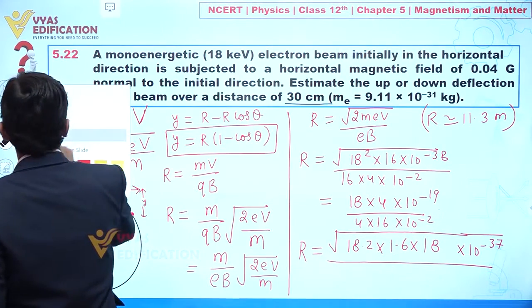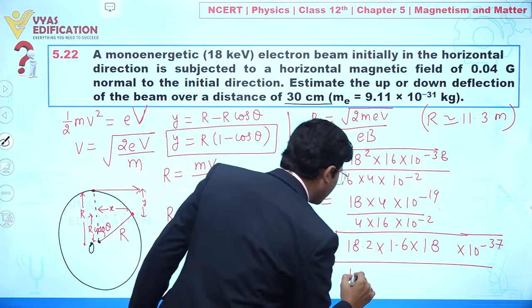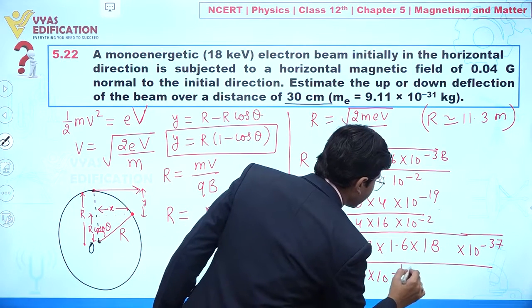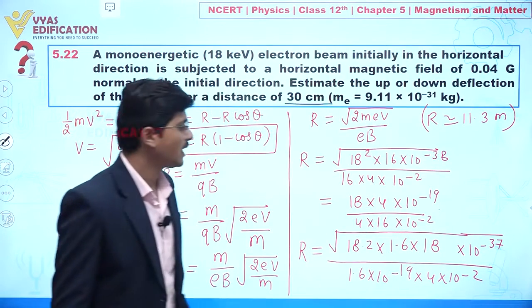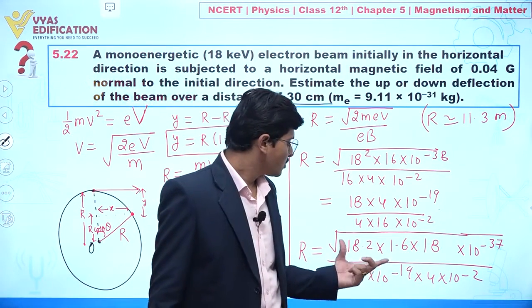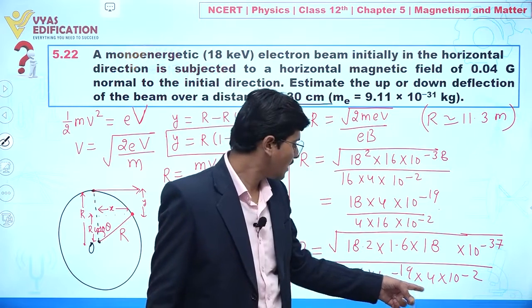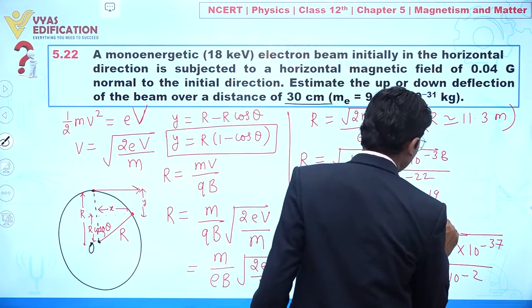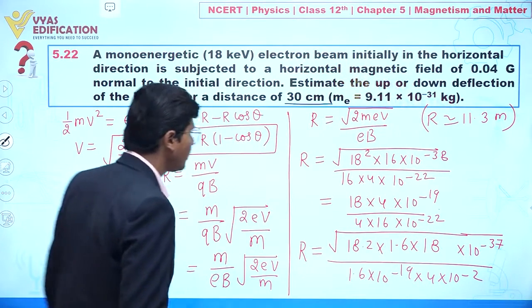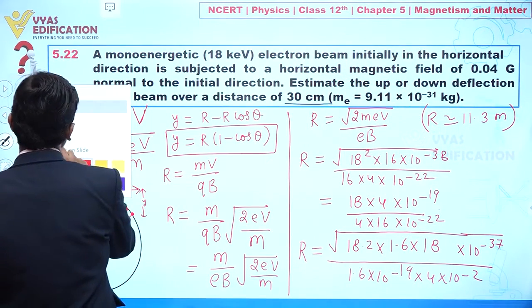So in denominator we are getting 1.6 into 10 to the power minus 19, and we can say 4 into 10 to the power minus 2. Clear? So we are getting here 16 into 4, and that is 10 to the power minus 22. So I am saying this is 10 to the power minus 22. Clear? So now we can write like this.